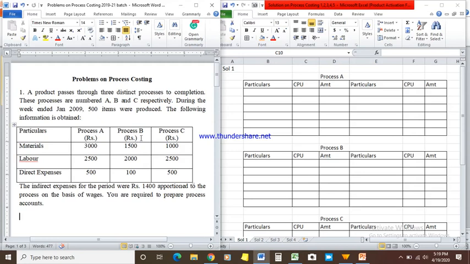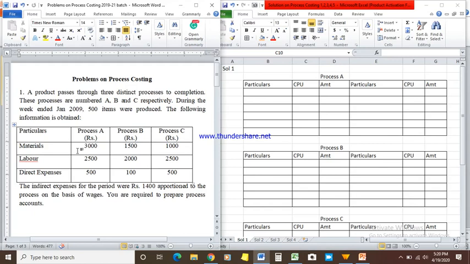Whenever we are solving problems on process costing, we need to keep certain points in our mind in terms of how the material is moving from one process to the other process, and is there a normal loss in any of these processes. Along with the normal loss, is there any abnormal loss or abnormal gain? Based on that, we need to find out the value of this abnormal loss and abnormal gain if it is so.